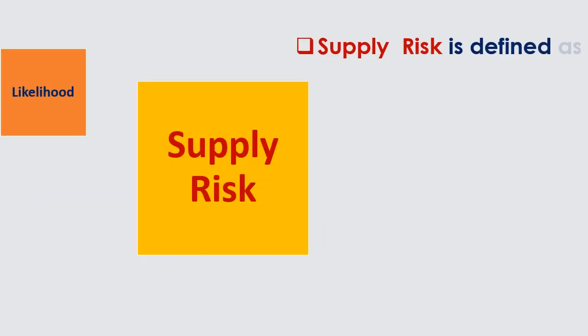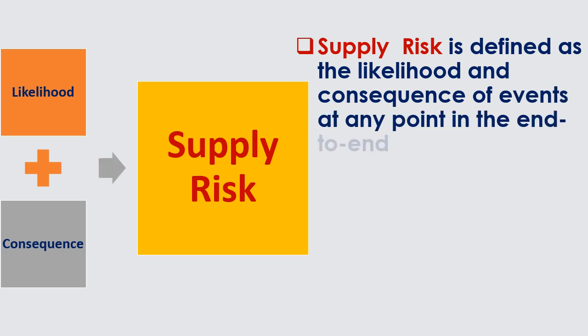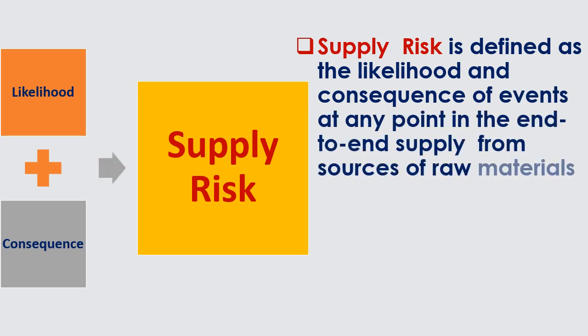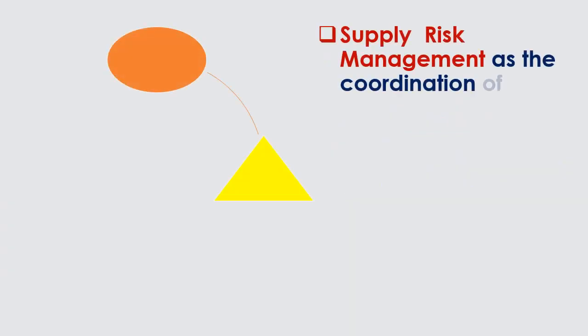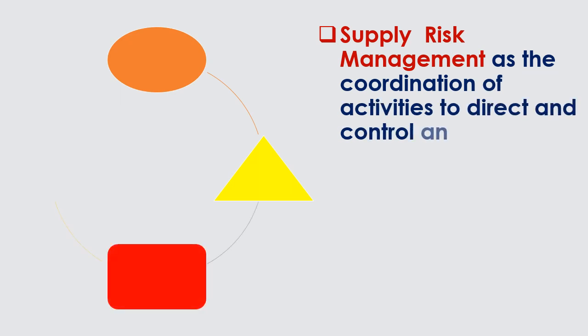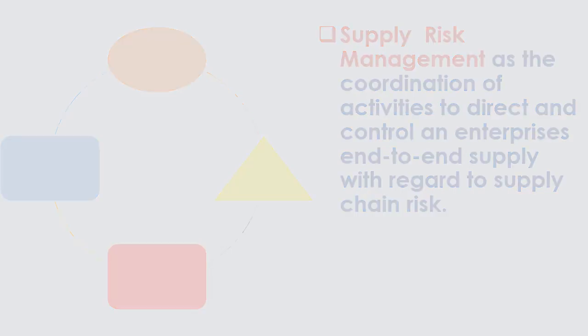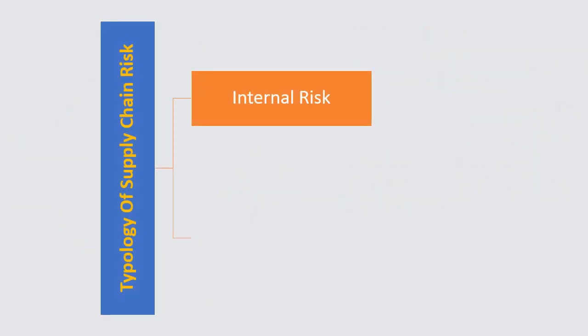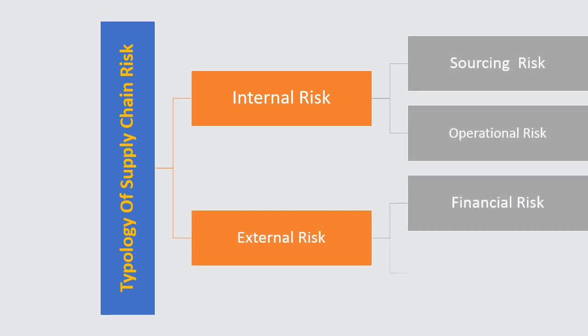Supply risk management. Supply risk is defined as the likelihood and consequence of events at any point in the end-to-end supply, from sources of raw materials to end use by customers. Supply risk management is the coordination of activities to direct and control an enterprise's end-to-end supply with regard to supply chain risk. Typology of supply chain risk: internal risk, sourcing risk, operational risk, external risk, financial risk, demand volatility risk.